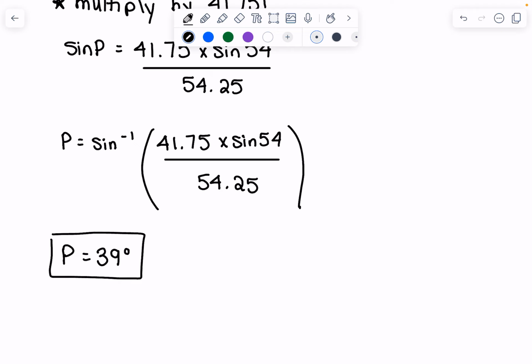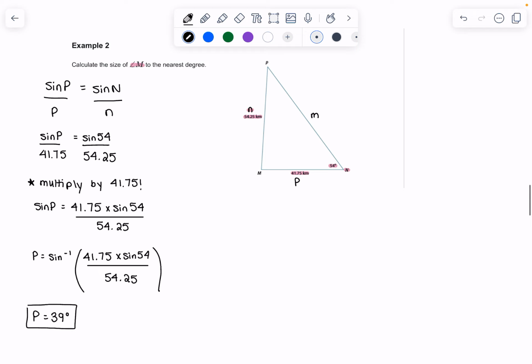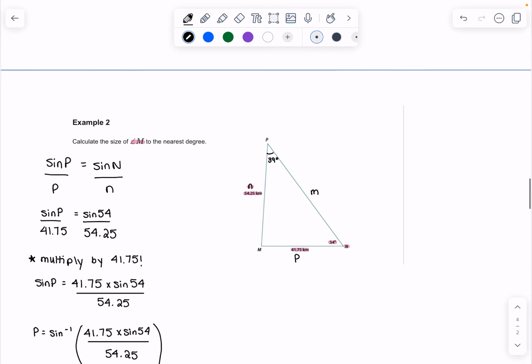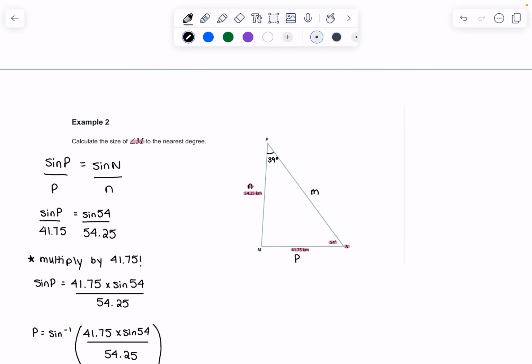Angles are almost always just measured to the nearest degree. We don't really go into 10ths or 100ths of a degree, so you can leave it just like that. We are unfortunately not done though, so we could fill it in if we like. That's typically what I tend to do as I'm solving for unknowns, is I'll just go ahead and fill in the diagram.